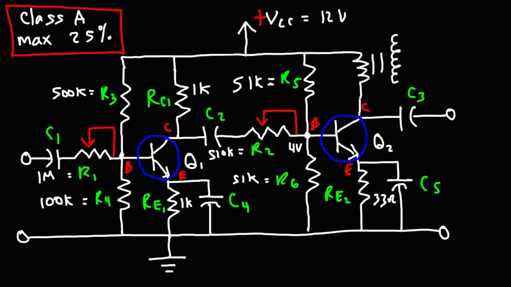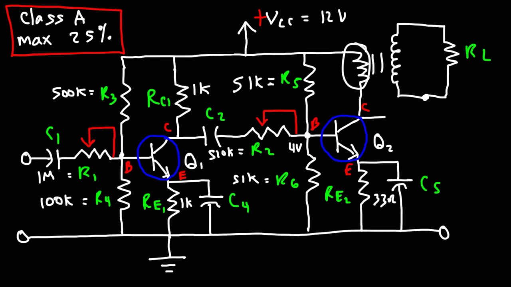So C3 won't be needed in this case because the output will now be taken from the secondary side of the transformer. And this is going to be the load resistor, which we'll call RL. Now let's talk about using an inductor here, because both an inductor and a transformer are made up of coils of wire. So this section acts as an inductor.